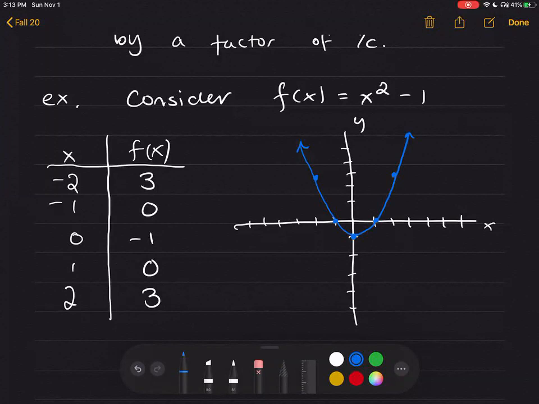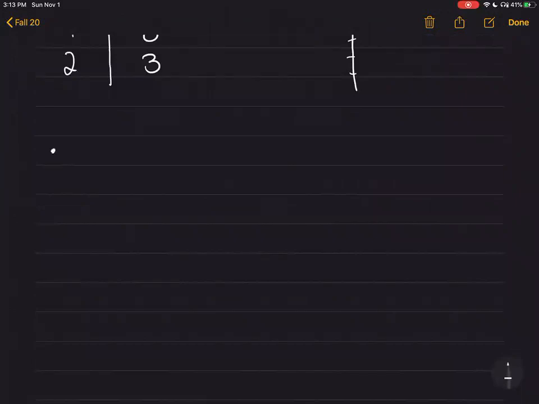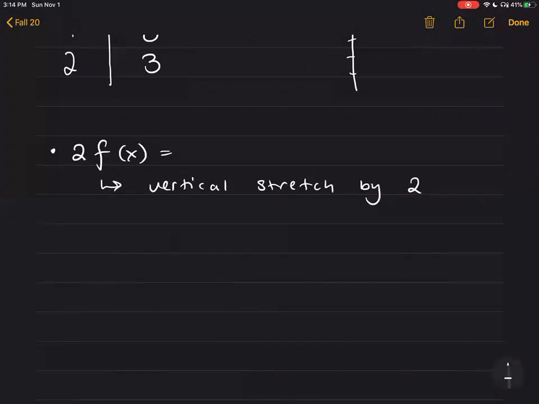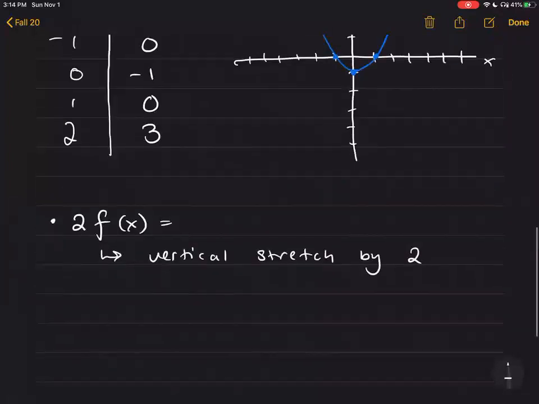So let's scale it. First off, let's try doing 2 on the outside. So this will be a vertical stretch by 2. Okay, and if we actually look at the function when we multiply 2 on the outside, that's going to be 2 times what the function was, so 2 times x squared minus 1. And you could expand that out if you wanted to see it.